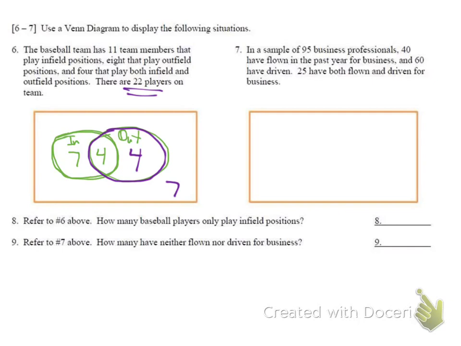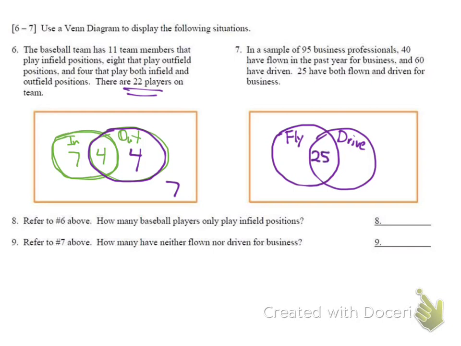In number 7, we have our 2 circles. One is the ones that have flown, and the other is the ones that have driven. So typically with Venn diagrams like we did on number 6, I usually look for that overlap to start. So 95 total tells us what our total needs to be. 40 have flown, 60 have driven, but 25 have done both.